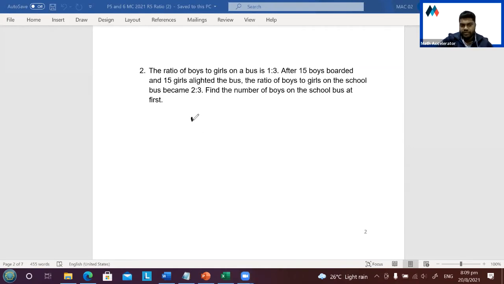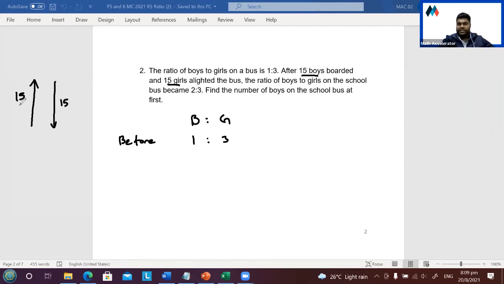Okay, so write down boys is to girls. So before is 1:3. So from this question, 15 boys boarded but 15 girls alighted. So when it comes to total population, 15 entered in but the same amount left. So when the gain and the loss is the same, your total will remain unchanged. So make sure you write the total units here as 4.